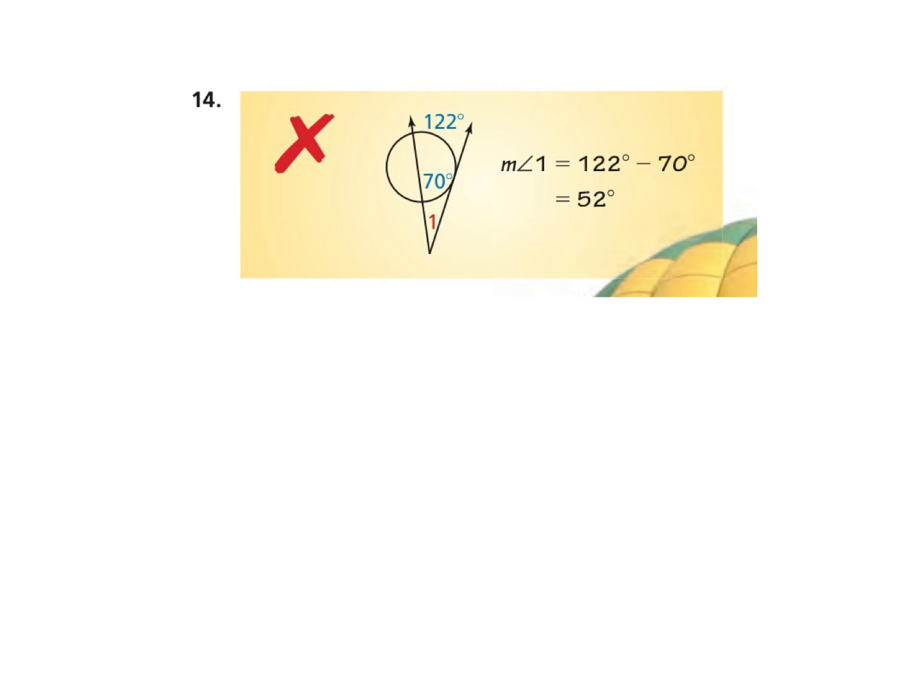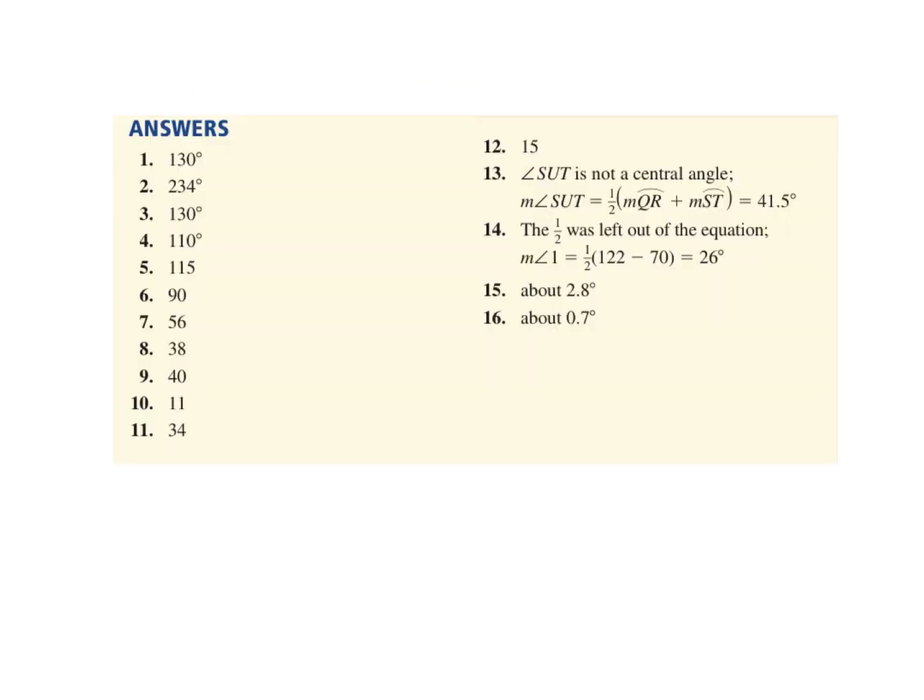Okay, so now the outside angle, the measure of angle 1, is 1/2 the big arc, 122, minus the smaller arc. Okay, so they forgot the 1/2. So 122 minus 70 is 52, divided by 2 is 26. And there are your answers. Pause it, and good job.